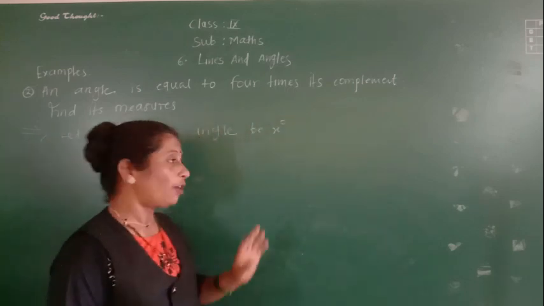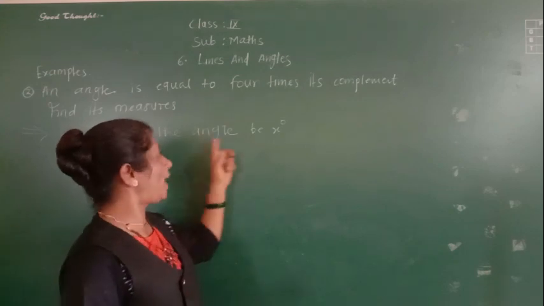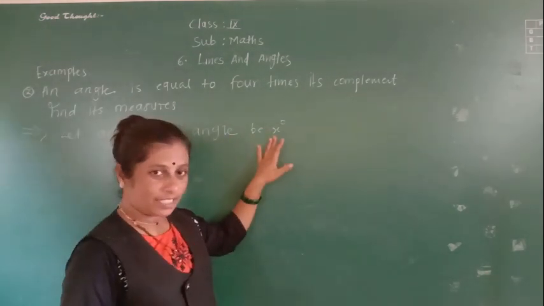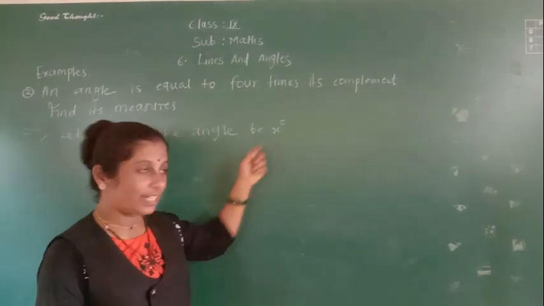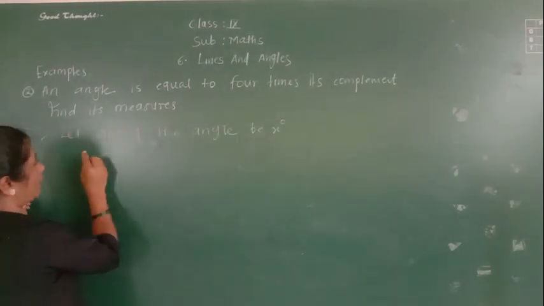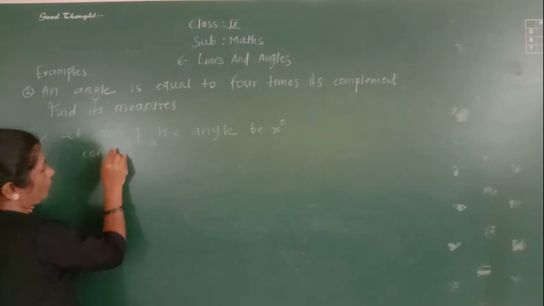So similarly, we have to use the same concept. If one of the angles is x degrees, or let the angle be x degrees, then what will be its complementary angle? Its complementary angle will be what?